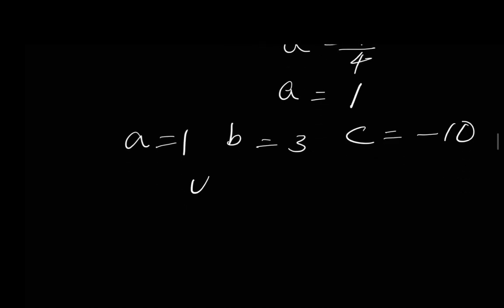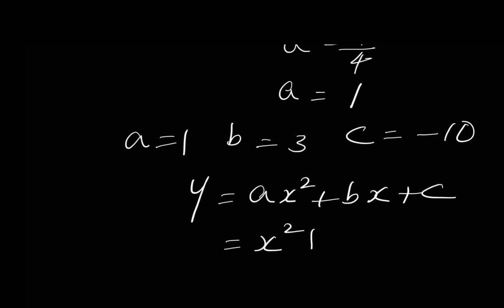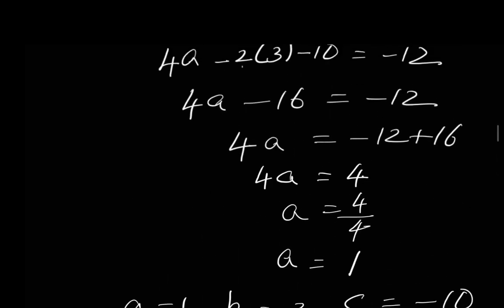So let me get the curve equation. Y equal to ax square plus bx plus c. So A is here 1, x squared plus 3x, B is 3, x minus 10, y. Now come to the question here.